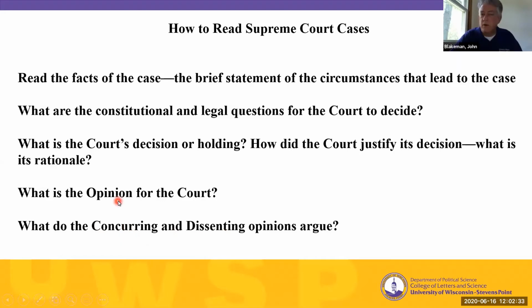Not only will there typically be one opinion for the court, there may well be a concurring opinion and a dissenting opinion. Or there may be several concurring and dissenting opinions. And those are things to pay attention to. Now, we'll try to work our way through all of these things as we read the upcoming Supreme Court cases.